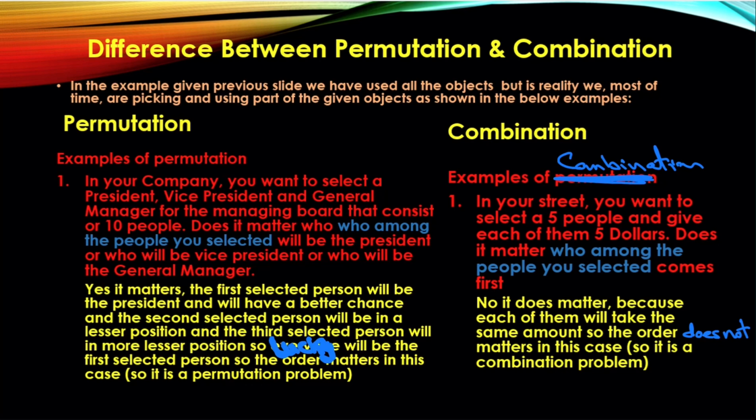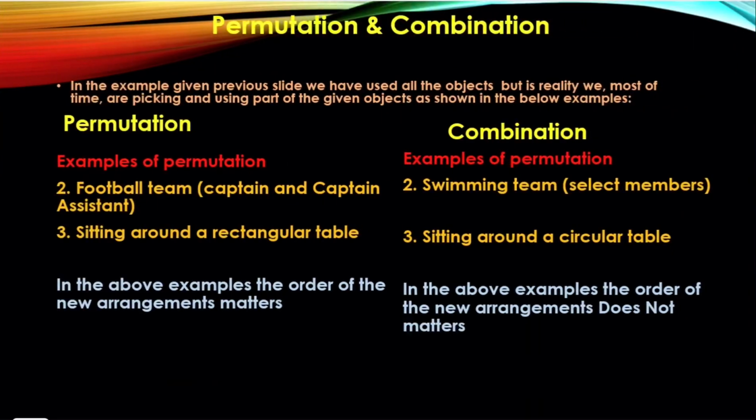If he was selected first or second or third, as far as he is one of the five selected people, it doesn't matter who comes first. Every one of them will take the $5. Okay? So in this case, the order doesn't matter. So it is a combination problem.